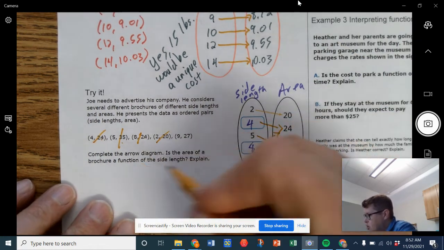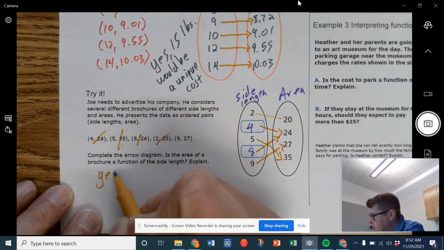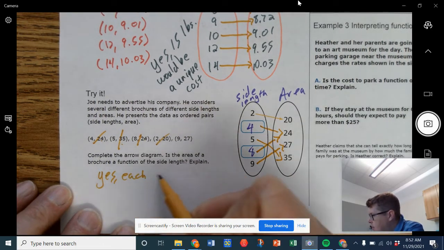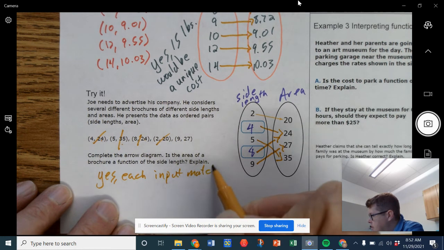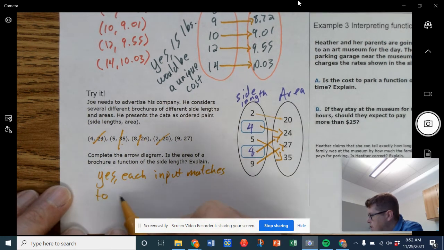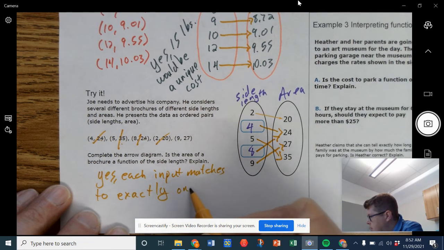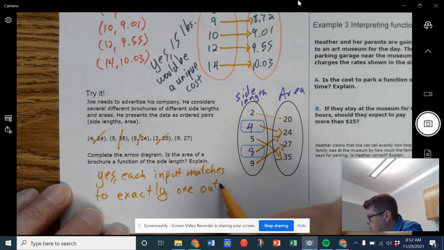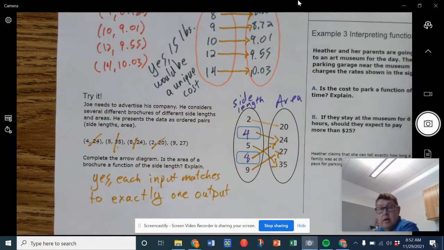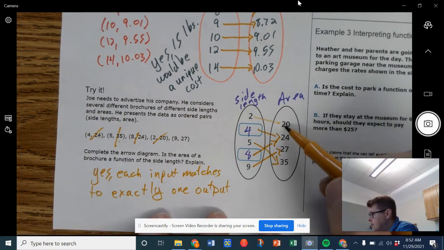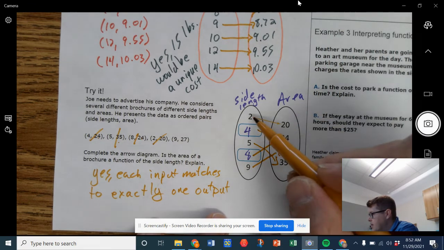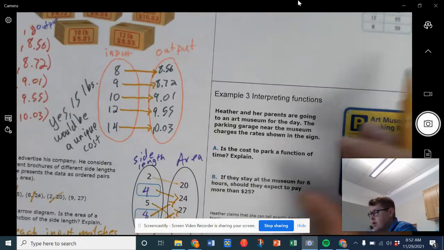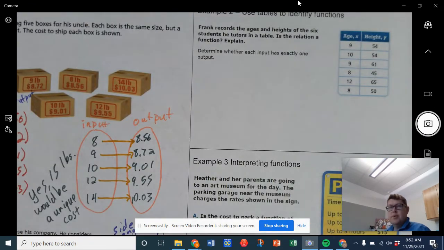Is the area of a brochure a function of the side length? Yes. Each input matches to exactly one output. Okay. Again, we do not care about doubles in our y's or our outputs. We only care if we have doubled up in our x values or our inputs. Okay. Use tables to identify functions.